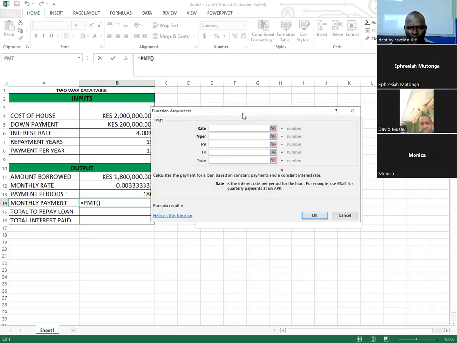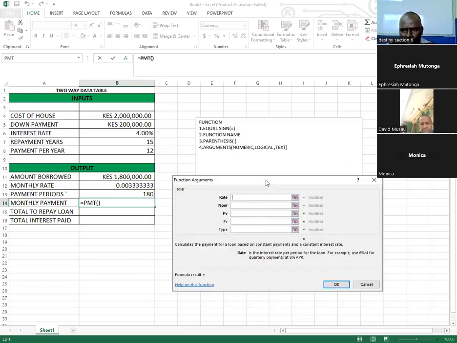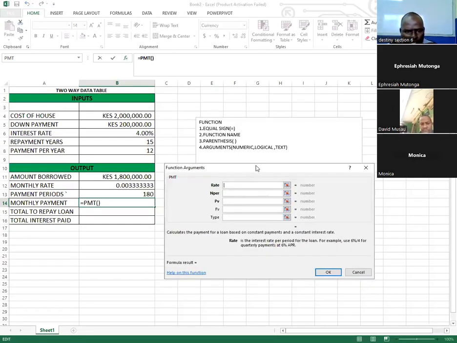So now for the rate, the rate is the monthly rate. It is not the yearly rate. So you selected the what? The monthly rate.